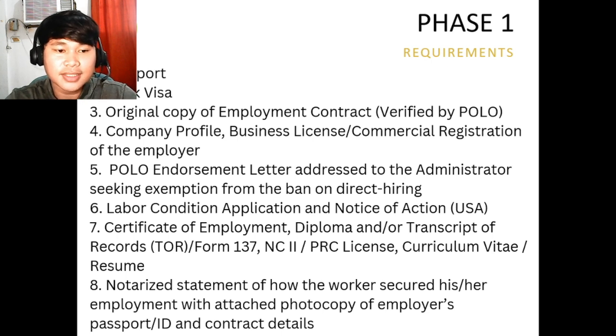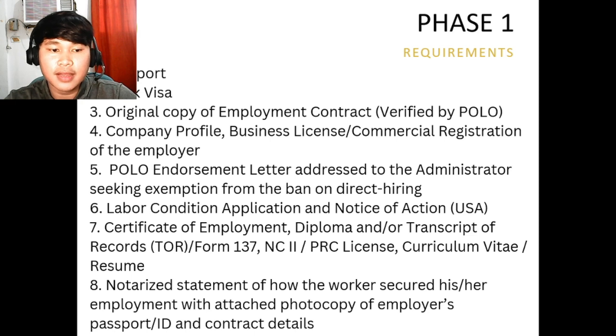Okay, next is the labor condition application and notice of action. This is a needed document. This will be given to you by your employer. Okay, that means your employer qualified with the Department of Labor and then with USCIS, that is, you're given a notice of action or I-797.